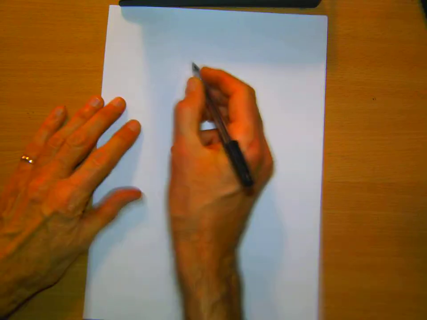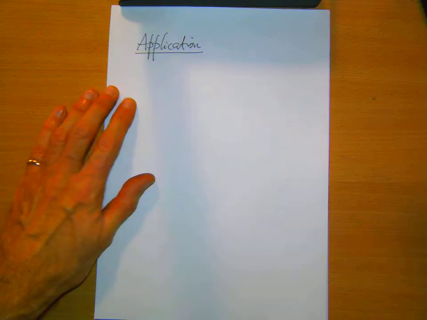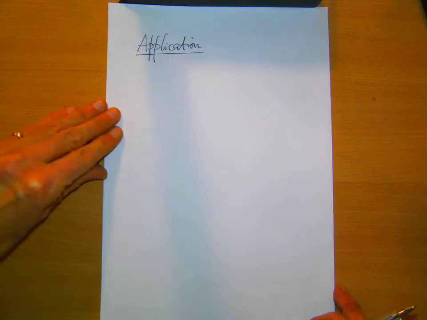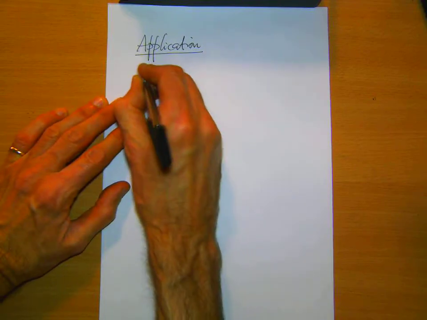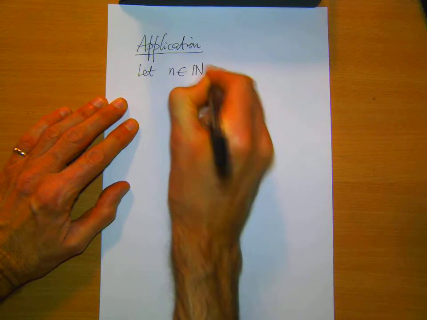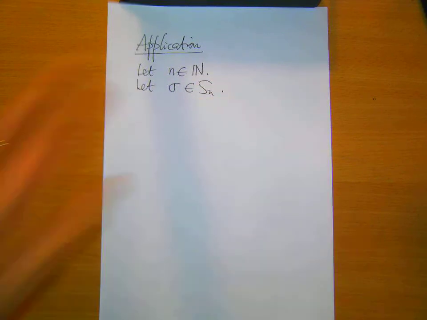So what we're going to do now is apply it to permutations. There are some questions about this kind of thing on the worksheet, and you'll also meet similar things on the coursework. So let n be a natural number, and let's take a permutation sigma in Sn. Then we know that sigma can be written as a product of disjoint cycles.